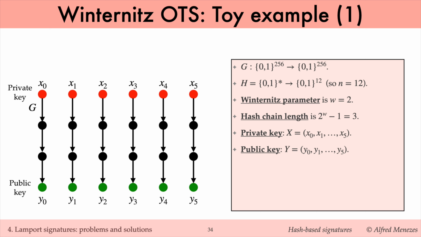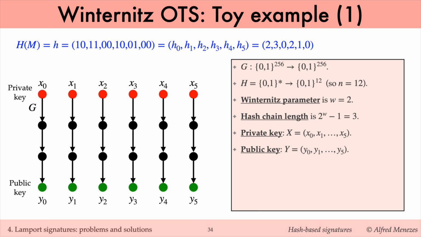Now, suppose that Alice wishes to sign a message M. She hashes M to get the 12-bit hash value H, which she divides into 6 2-bit blocks denoted H0, H1 up to H5. Suppose that these values, interpreted as integers, are 2, 3, 0, 2, 1, and 0.